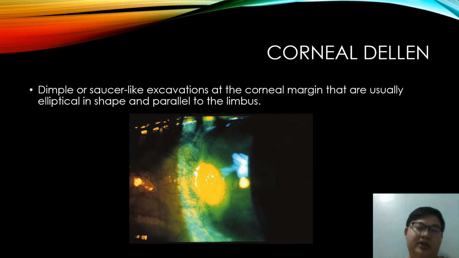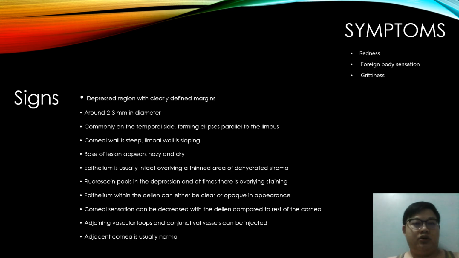The other complication is corneal Dellen. Corneal Dellen are dimple or saucer-like excavations at the cornea margin. They are usually elliptical in shape and parallel to the limbus. We can see this one here. This is the corneal Dellen. The symptoms usually come with redness and foreign body sensation, so the patient's eye will be uncomfortable, with grittiness, as if they feel something there.